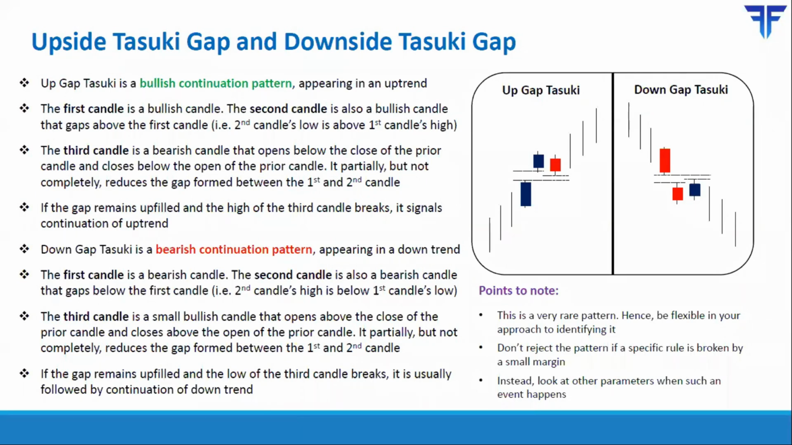Now again, a few key things to note about this pattern is that the Tasuki gaps are extremely rare patterns, so you need to be very flexible in your approach. Don't outrightly reject this pattern if a particular rule that we have discussed now is broken by a small margin. Because these patterns tend to be very rare, you need to be very flexible in your approach. You need to look at other parameters as well, such as what volume is telling you, what technical indicators are telling you, and stuff like that. We'll talk more about that in our next week's webinar.